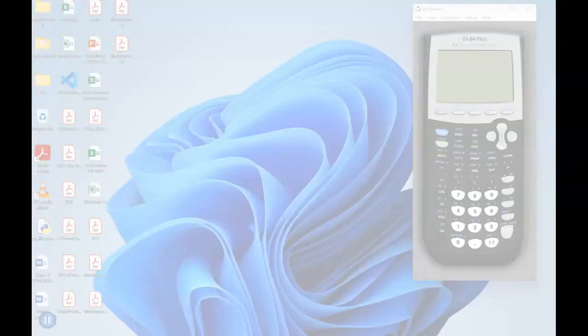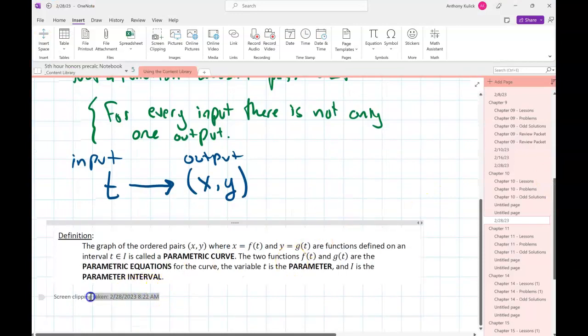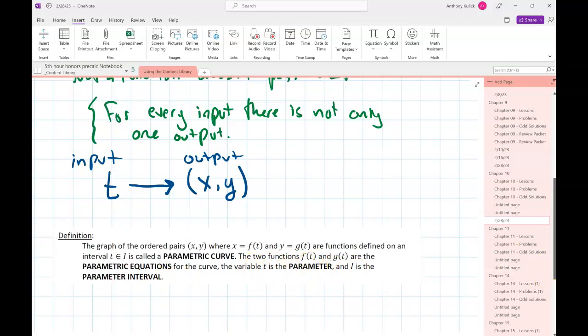So let me drop in here the definition. We say that a graph of ordered pairs, so it's a bunch of x, y's, where x is some function of t and y is some other function of t, our functions defined on an interval I, is called a parametric curve. The functions f of t and g of t are the parametric equations for the curve. The variable t is the parameter, and I is the parameter interval.